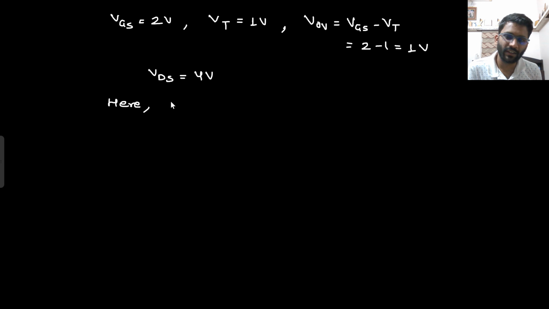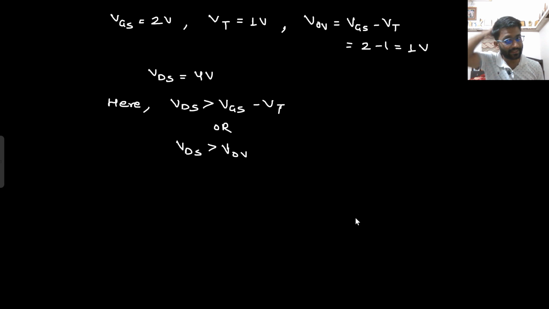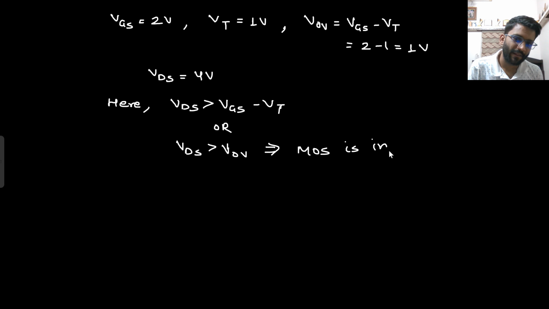So here what do you see? That VDS is greater than VGS minus VT, or directly we can write VDS is greater than V overdrive. What do you understand by that? That MOS is in saturation. So the assumption that we made is correct.